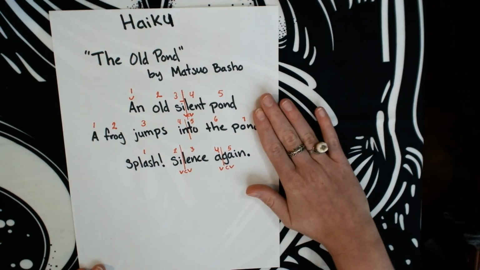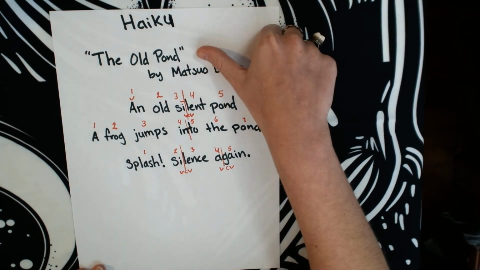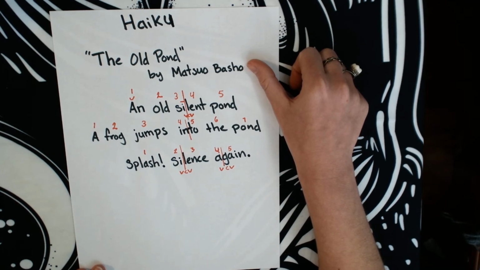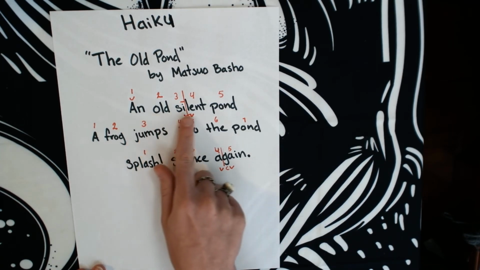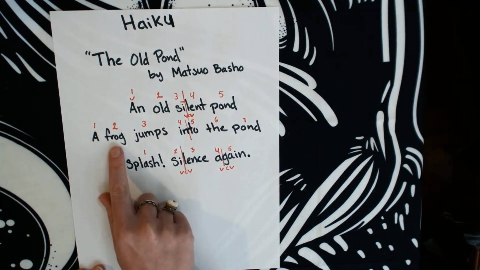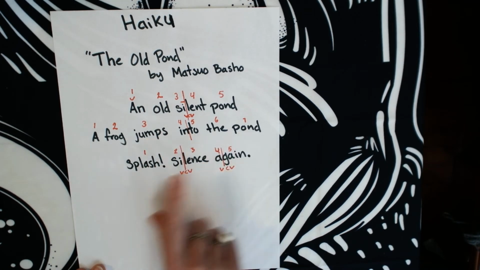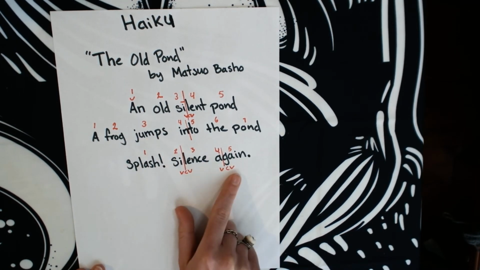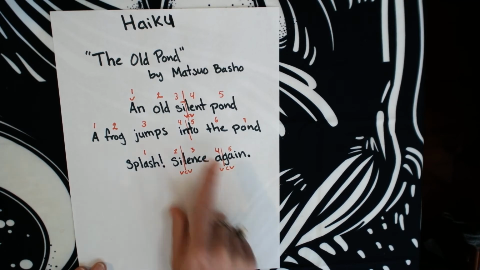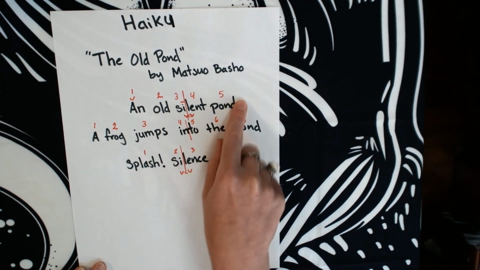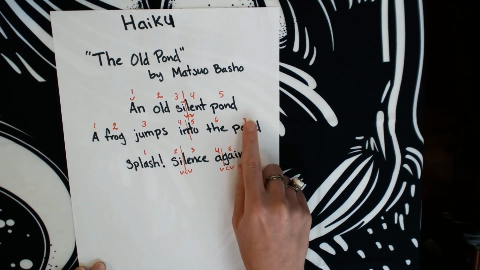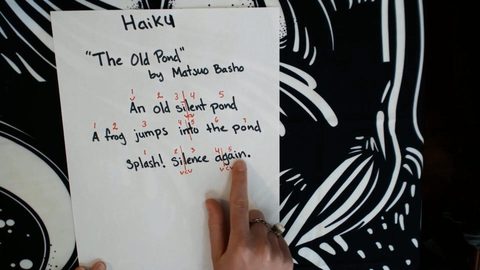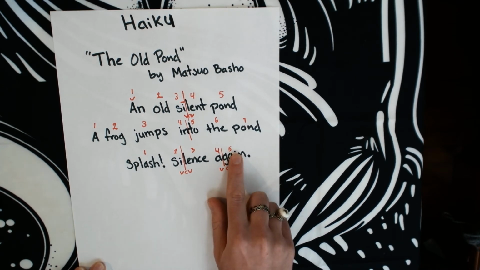So this is a haiku example titled The Old Pond, and it's by Matsuo Basho. I'm going to read it to you first and then go over the syllables. An old silent pond. A frog jumps into the pond. Splash. Silence again. So for haikus, the first line has to total to 5 syllables. The second line has to total to 7 syllables. And the third and final line has to total to 5 syllables again.